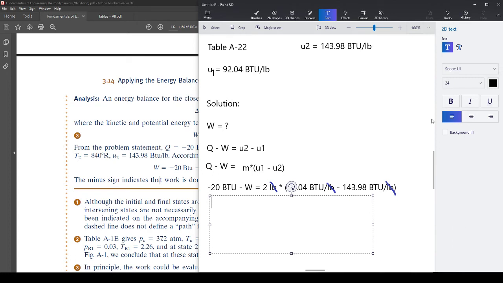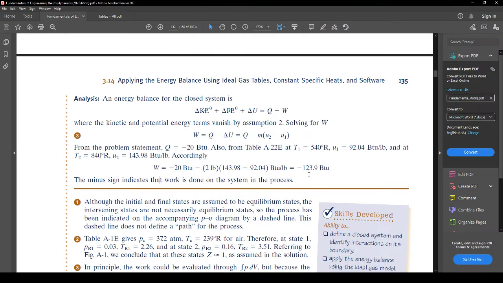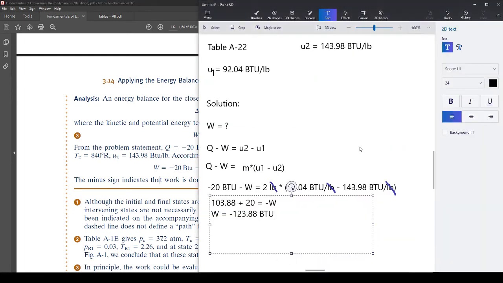So essentially, if we break this down a little more, I'll just flip this around. It should have been 103.88 plus 20 is equal to negative work, right? And so what that means is that work is equal to negative 123.88 BTUs is what it should have been equal to. Because if you multiply by negative 1 on both sides, you get work is equal to negative 123.88. So, yeah, I should have had it that way, but whatever. So, that right there is the extent.